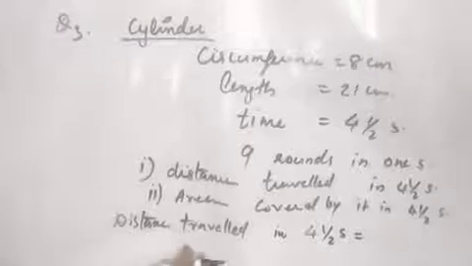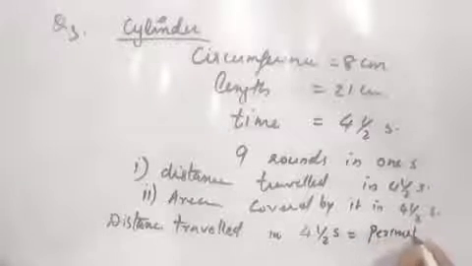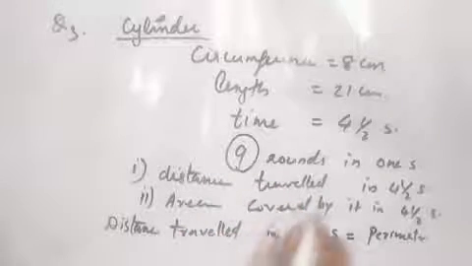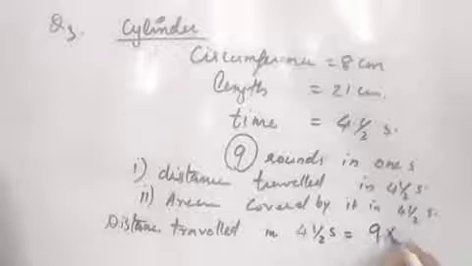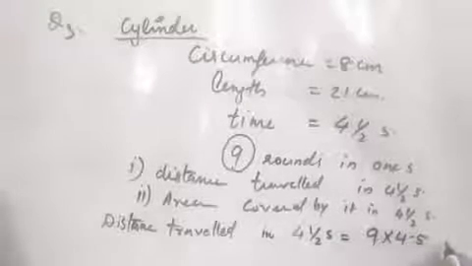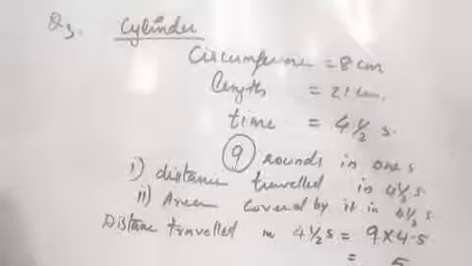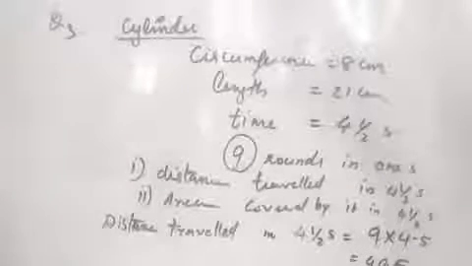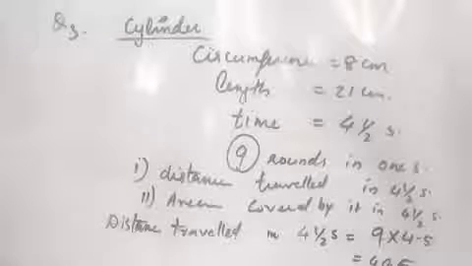Distance travelled in 4.5 seconds equals its perimeter into, already it is given that 9 rounds in 1 second. So we can directly calculate 9 into 4.5. That is equal to 40.5. So there are 40.5 rounds in 4.5 seconds.